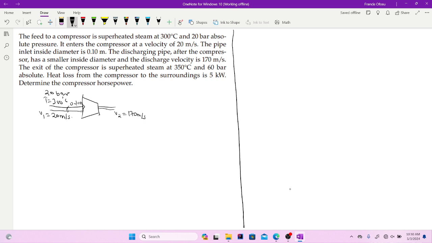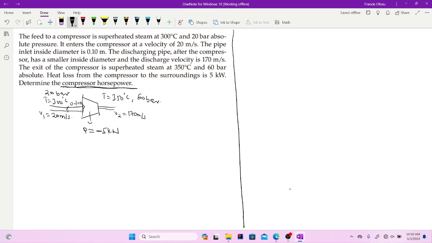The heat loss from the compressor to the surroundings is 5 kilowatts. So heat loss is negative. The exit of the compressor is superheated, at 50 degrees Celsius and 60 bar. Determine the compressor horsepower. Now the compressor horsepower is simply the work done by the compressor.